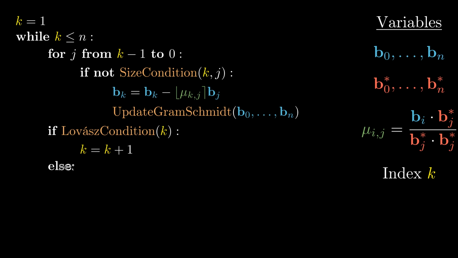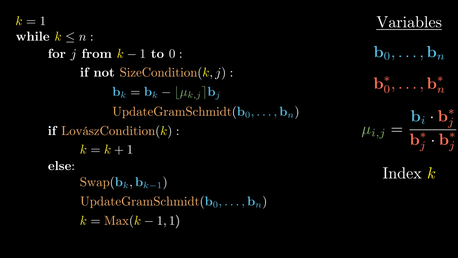We then check the Lovasz condition named after mathematician Laszlo Lovasz. If this condition is met, we increment k, but if the Lovasz condition has not been met, we swap the working vector with the previous index, we update our Gram-Schmidt parameters once again, and we set k equal to the max of k minus 1 and 1. Once this process terminates and k finally becomes a value greater than n, we simply return the basis vectors b0 through bn as our reduced basis, and these will have the desired properties that I keep alluding to.